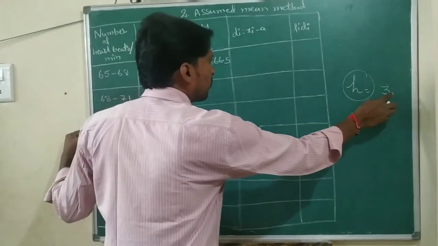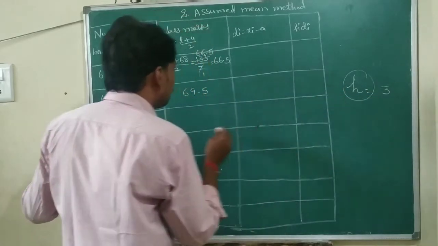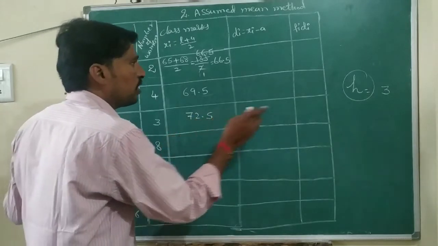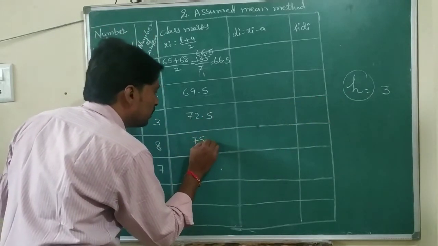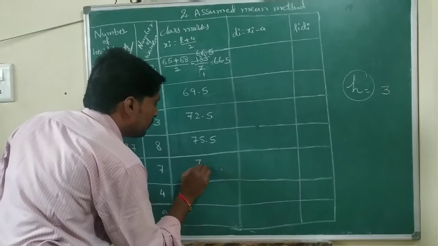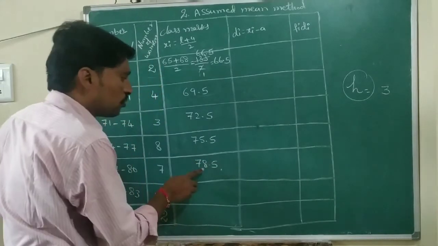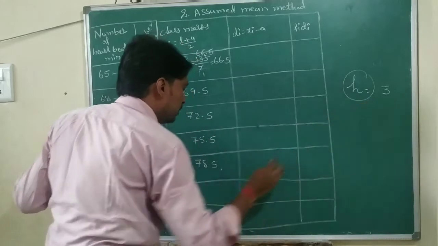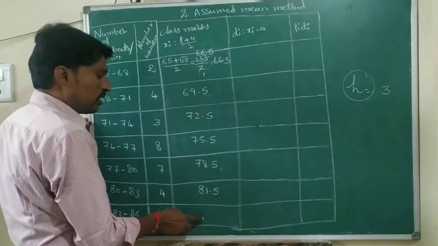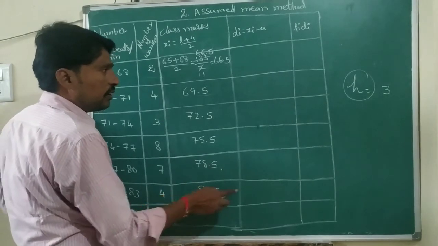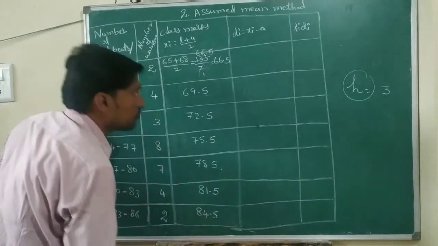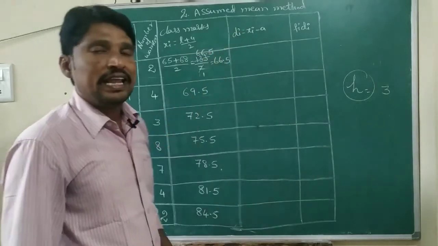69.5 plus the height of the class, 3, is 72.5. Next, 72.5 plus 3 is 75.5. 75.5 plus 3 is 78.5. 78.5 plus 3 is 81.5. Now the last class mark: 81.5 plus 3 is 84.5. Now we need to find the di.